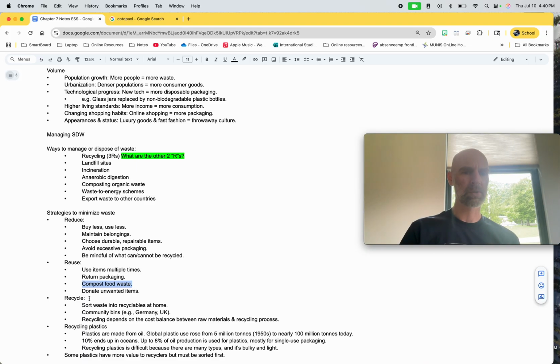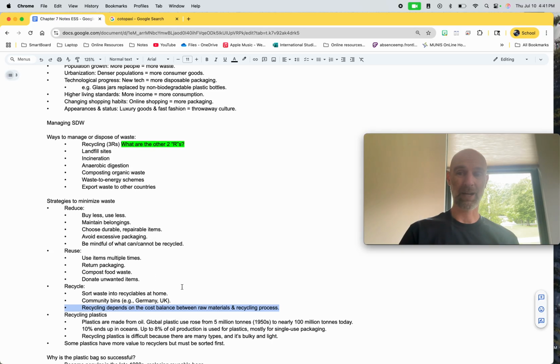Recycle. Sort waste into recyclables at home. I've seen some stuff about zero sort recycling. It's not as effective as sorting recycling, and they do sort recycling in Japan, which is really pretty cool. Community bins: Germany and the UK use these. Recycling depends on the cost balance between raw materials and the recycling process. This is the big thing, the cost of recycling. You've got to make it profitable.